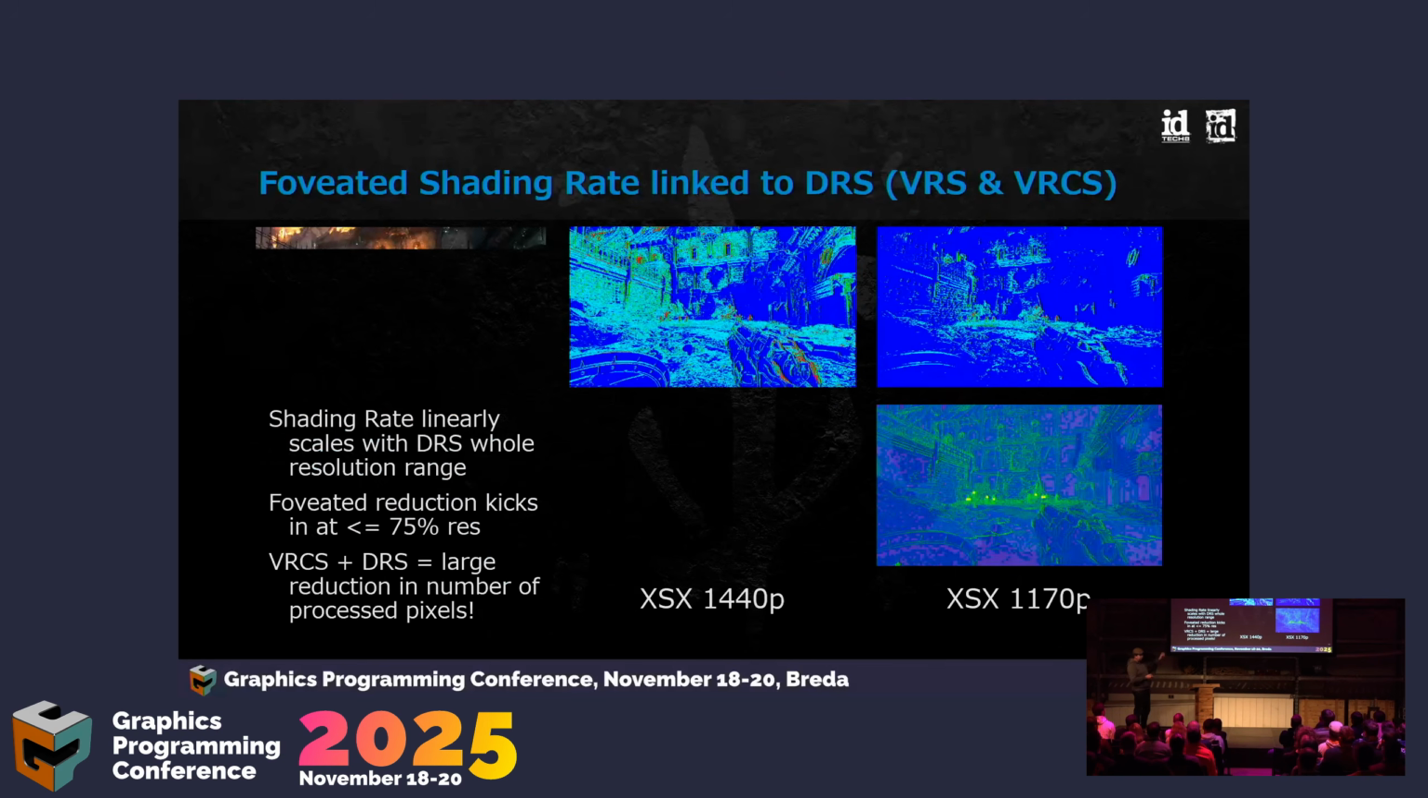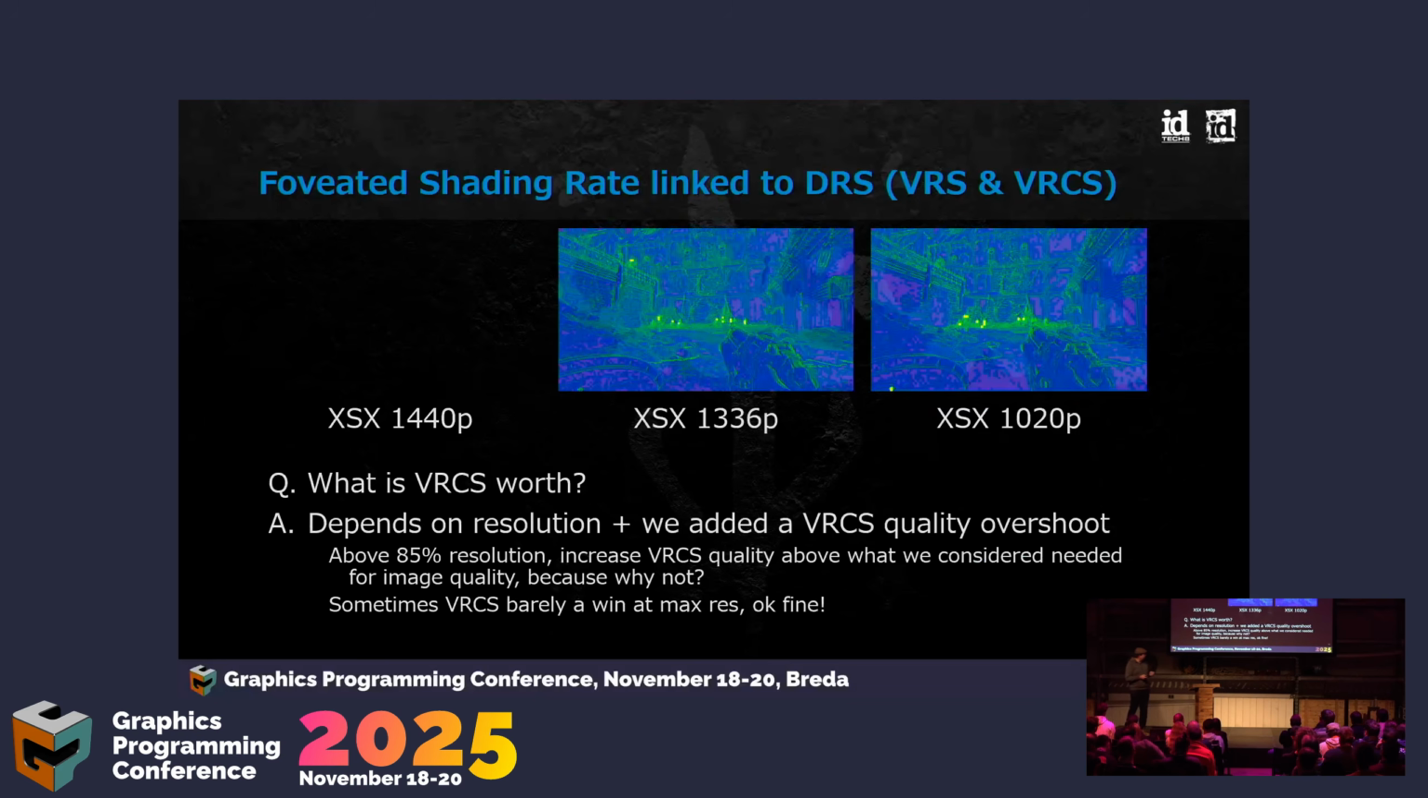Well, the top 2 images are the most relevant. What we have here is we've tied the shading rate to the dynamic resolution scale. So as we're going to a lower resolution, we are also at the same time reducing the shading rates, so we get fewer primary pixels. And at 75% resolution, we start doing a foveated reduction as well, so we start reducing the shading rate more at the edges of the screen.